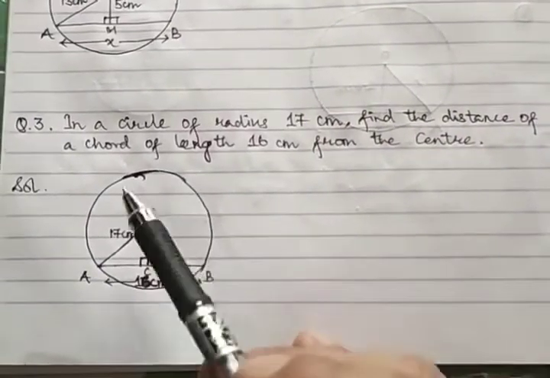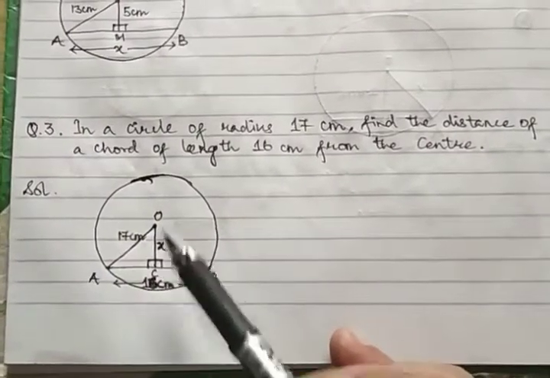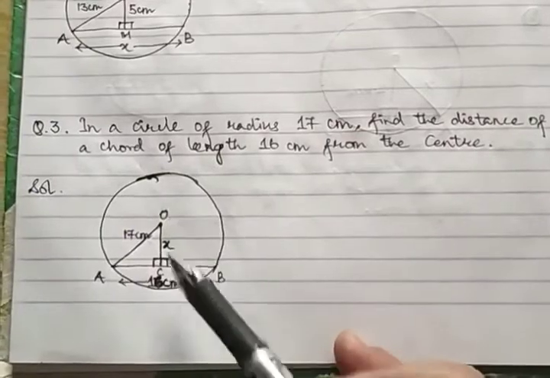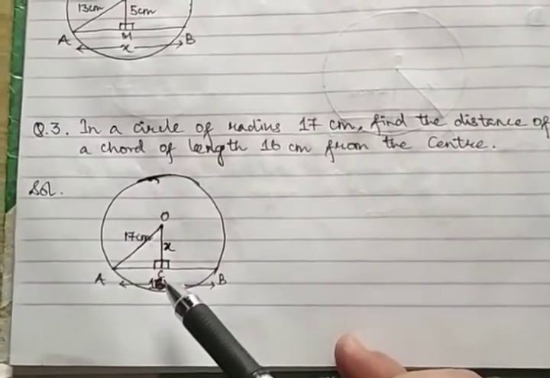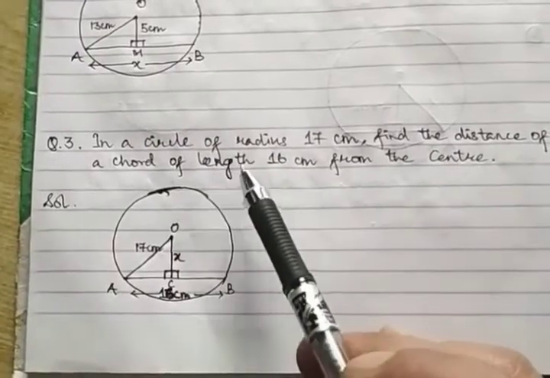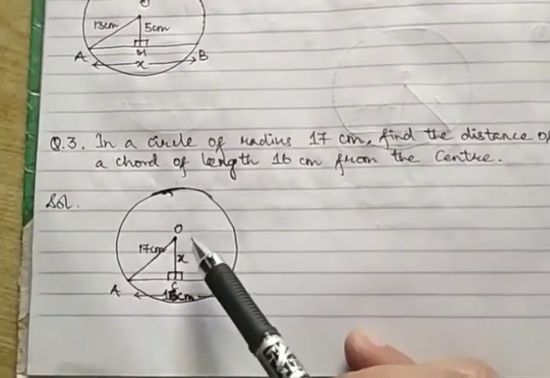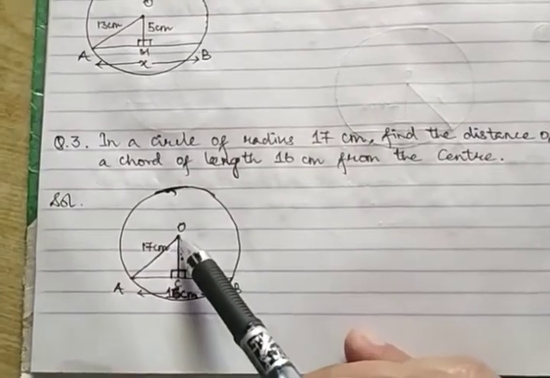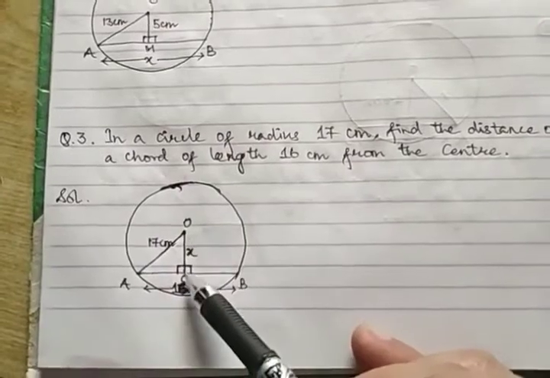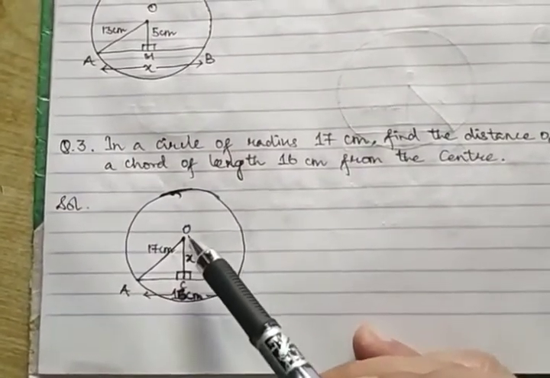So see, I have drawn a figure. Chord, I have drawn AB. I have drawn all the necessary lines. OA, that is the radius. Now the perpendicular line OC I have drawn, isn't it? Now what we need to find is the distance of the chord of length 16 centimeters from the center. So we need to find the distance from the center to the chord. That is, we need to find this line, isn't it? Distance is this line. So that's what I have drawn here.